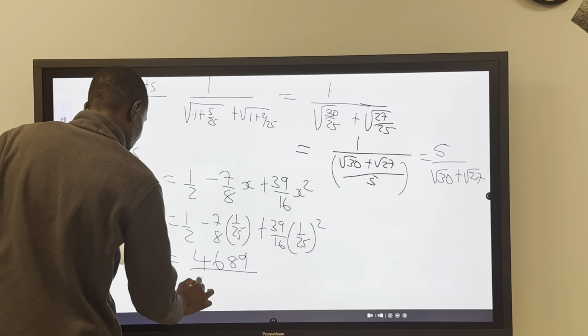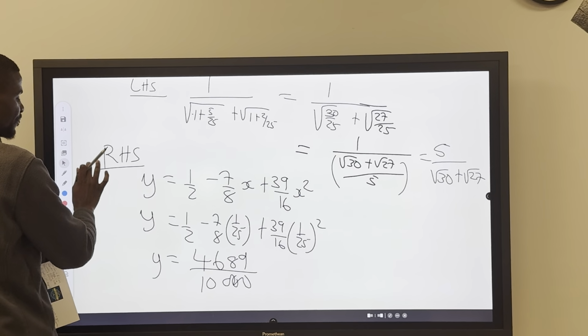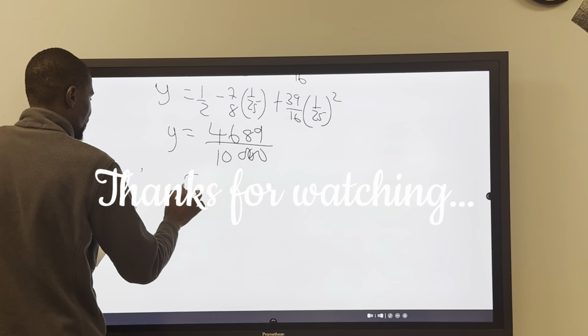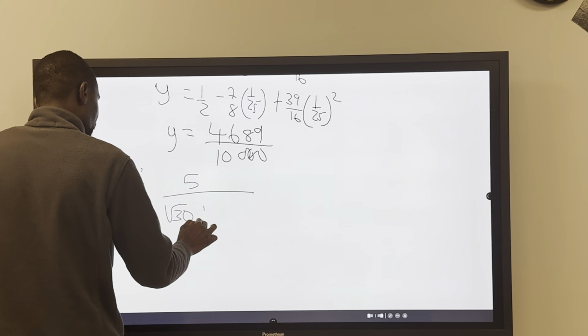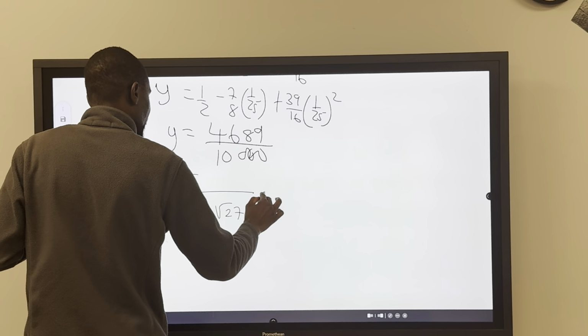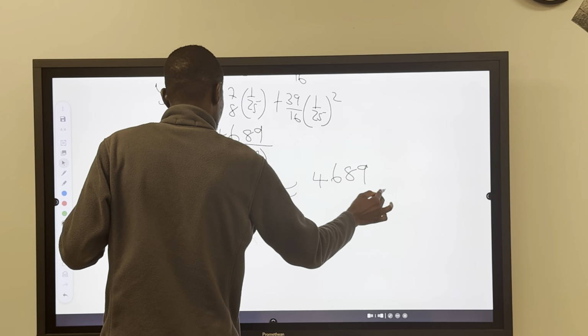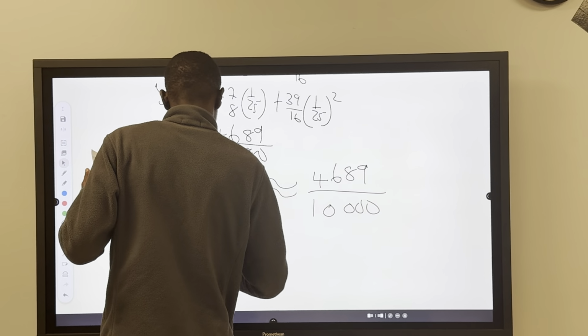Okay, so I'm getting 4689 over 10,000, right? So therefore we have 5 over square root of 30 plus square root of 27 is approximately equal to 4689 over 10,000, right?